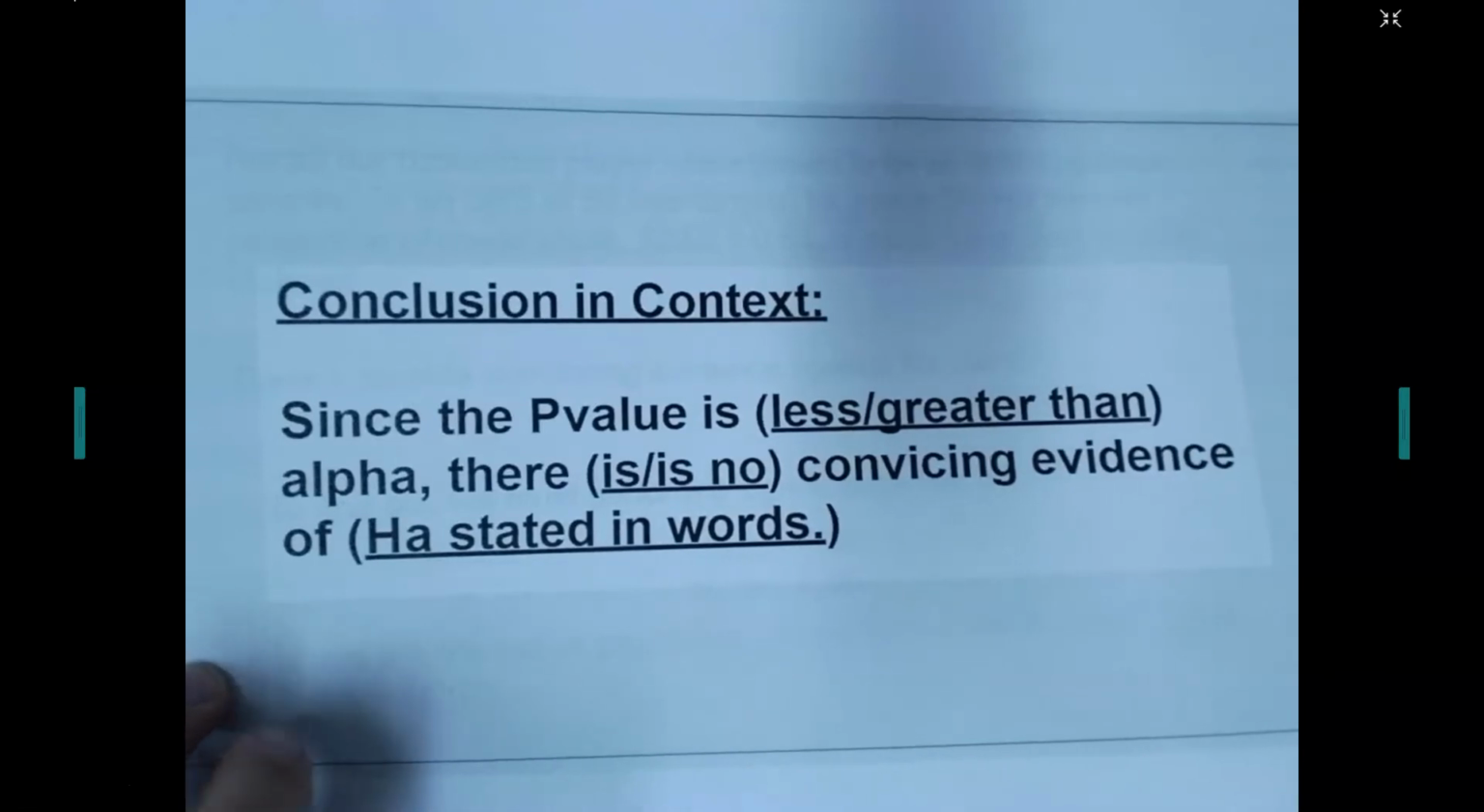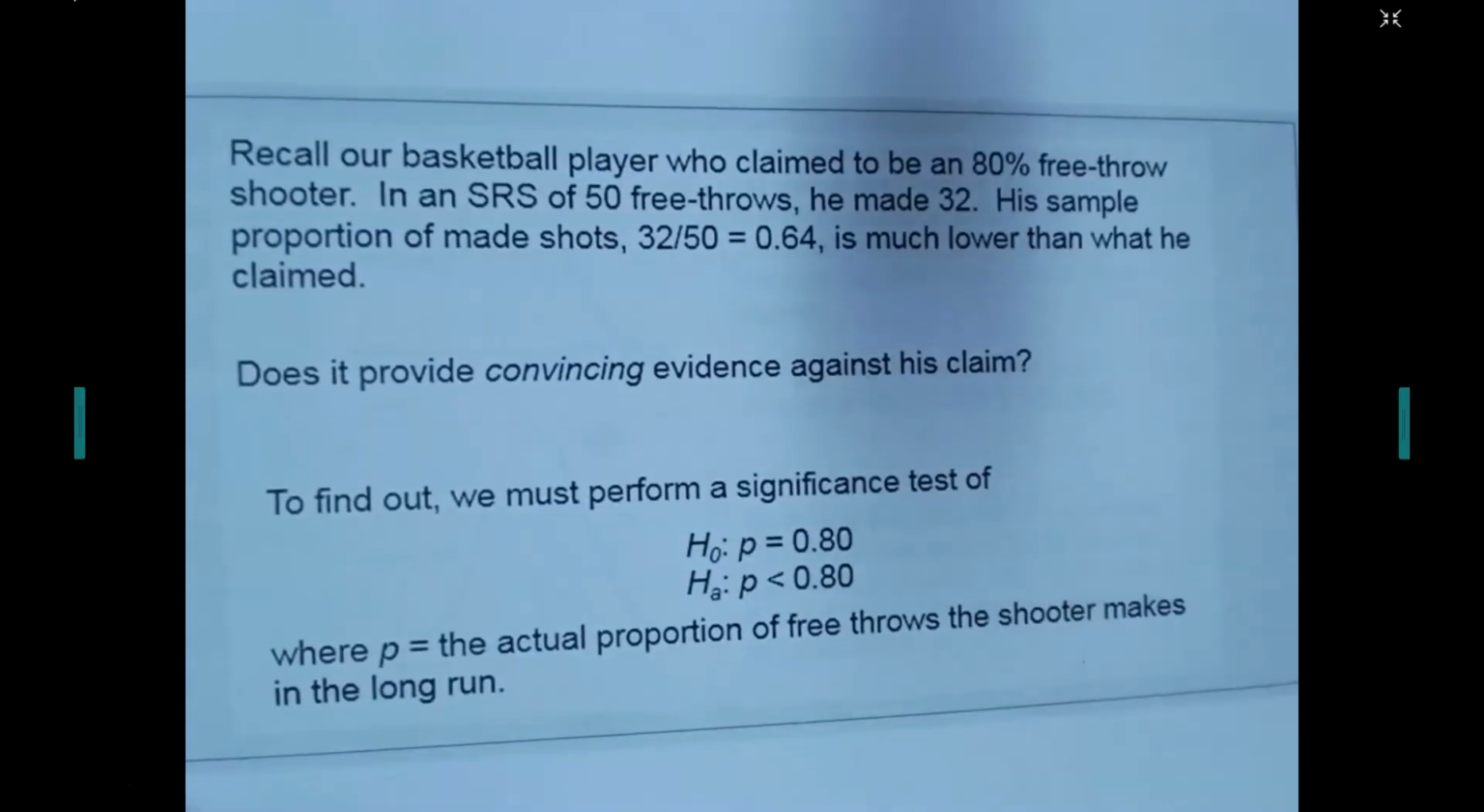Okay, these pages are sticking together. All right, let's go ahead.